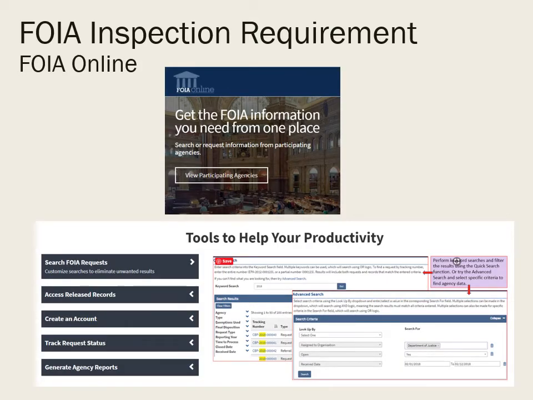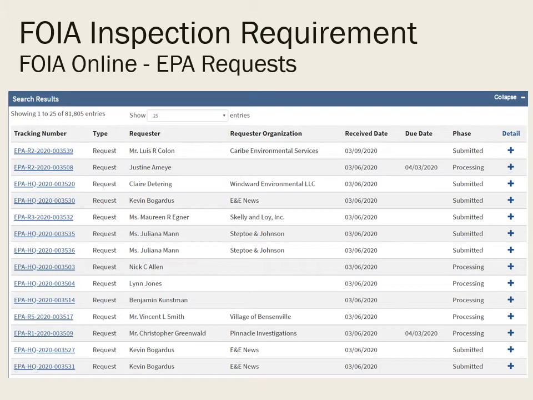So in addition to agency electronic reading rooms, the U.S. government now has this FOIA online website. Basically, it's there to operate as a one-stop shop for agency documents that are accessible under FOIA. So you can jump online, you can search for different documents, and they will come up. So here you can just see a number of FOIA requests that are currently being handled by the EPA. The requests visible here, they're all in the submitted phase, which basically means that nothing's happened yet, or the processing phase, which means the agency is working on the request.